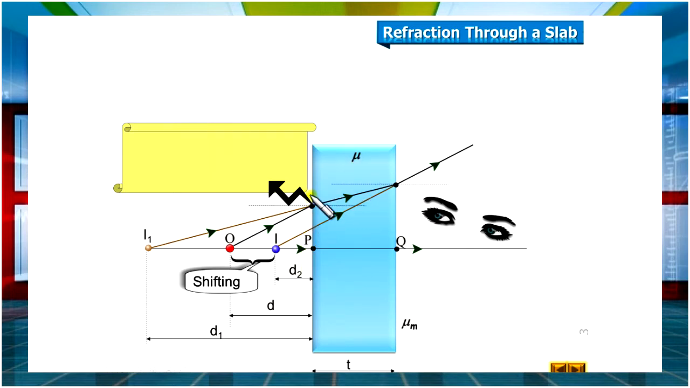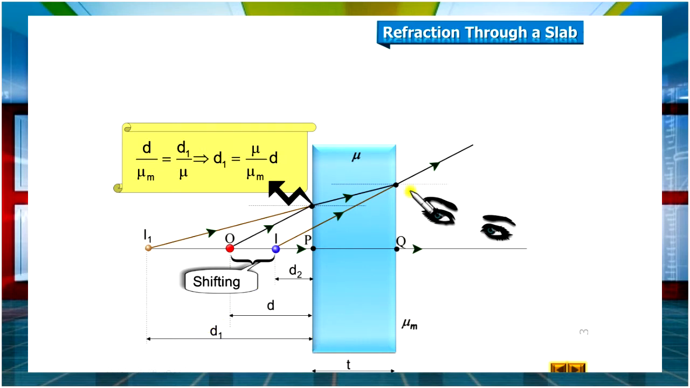The initial depth, that is the distance of the object from this surface, is d. This is the real depth, and the apparent depth is d1. So we can write d divided by mu m, that should be equal to d1 divided by mu. That means d1 should be equal to mu divided by mu m multiplied by d. That is the distance of the image formed by the left surface.